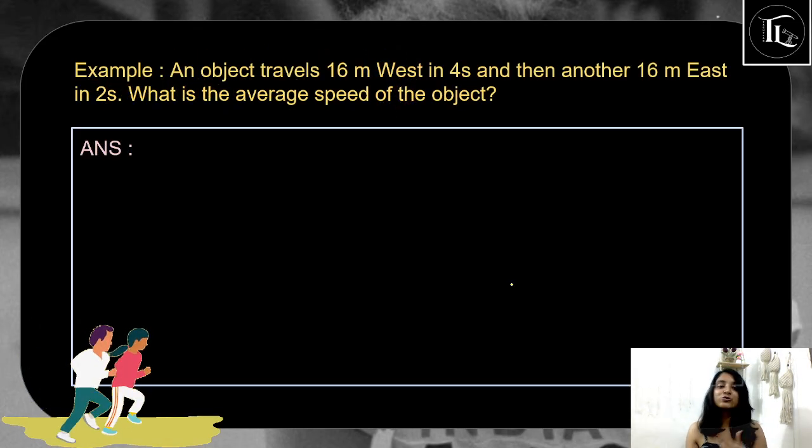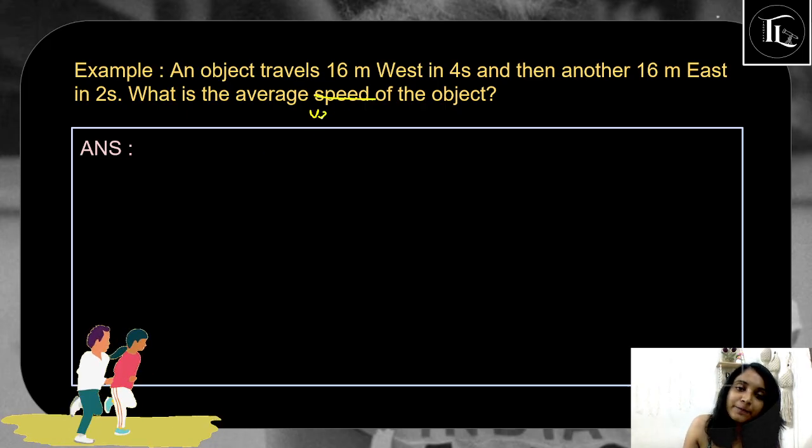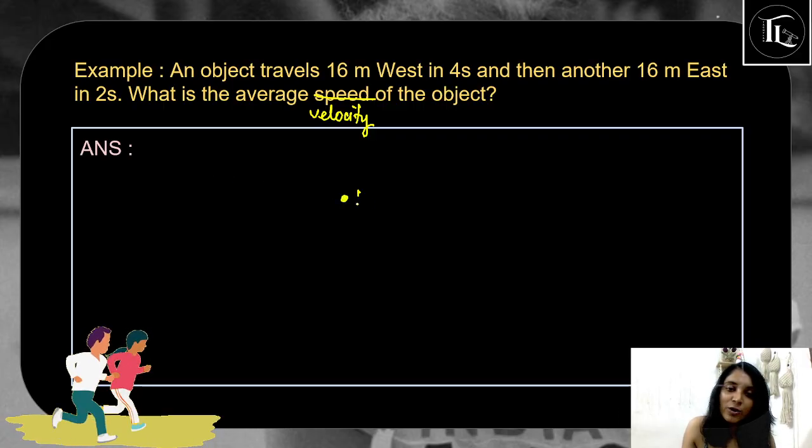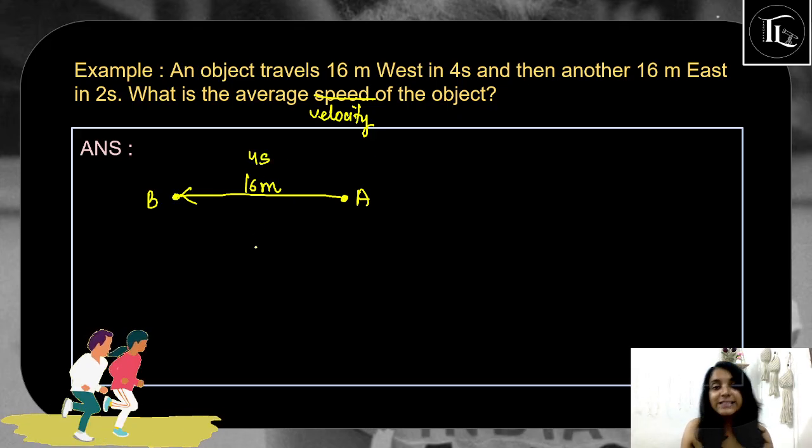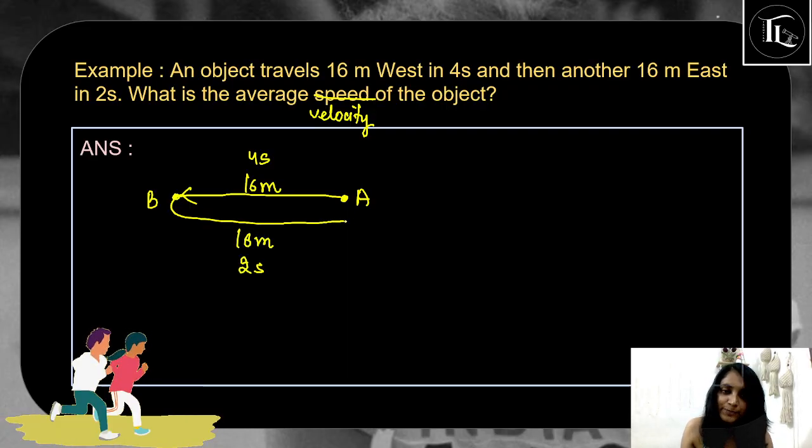Now this question is similar to the previous one, but see how things will change. Let us say this is point A. An object travels 16 meter west, this is point B, 16 meter west in 4 seconds. And then another 16 meters east in 2 seconds. Right? And what is the average velocity?